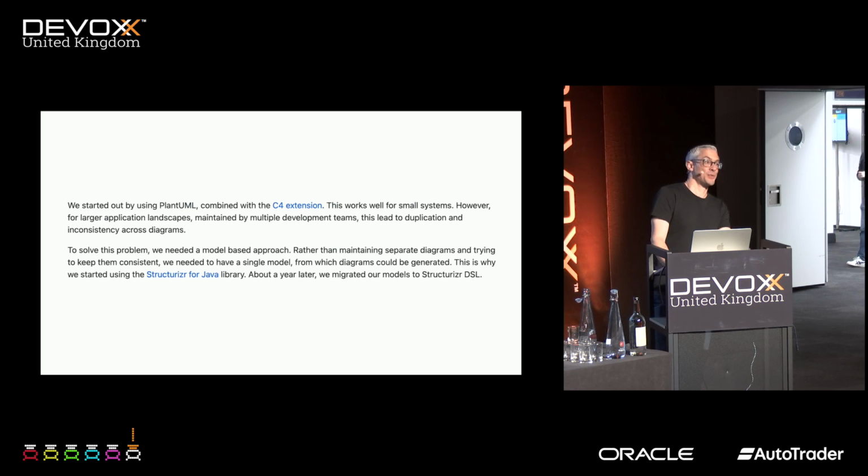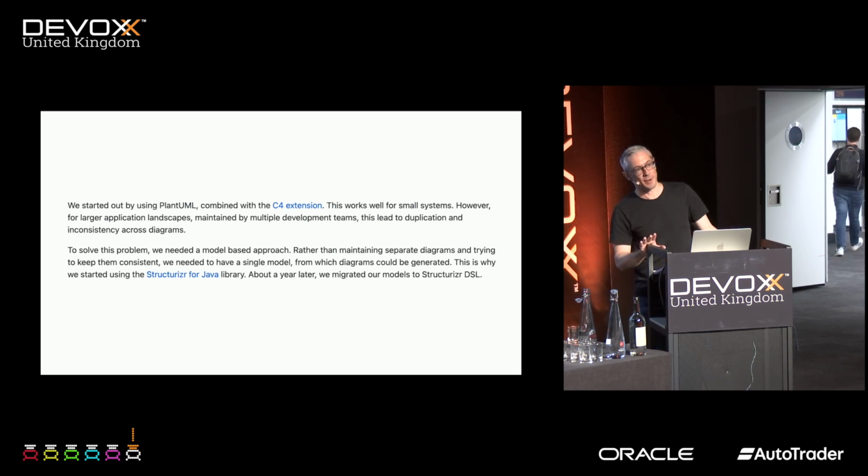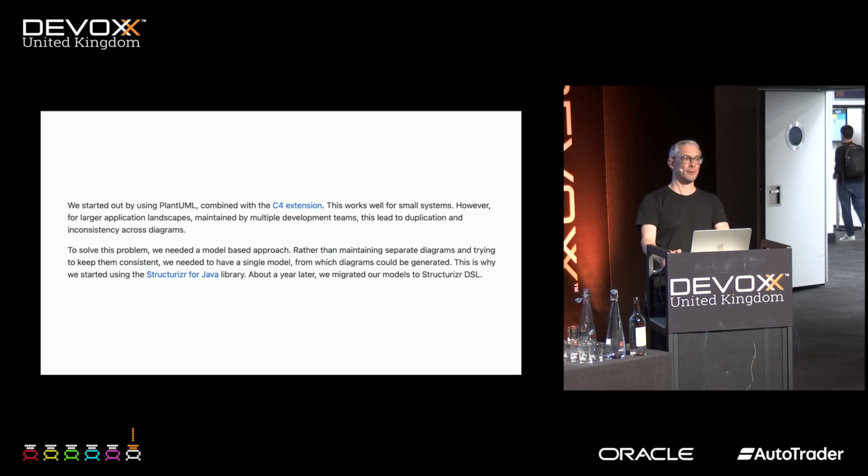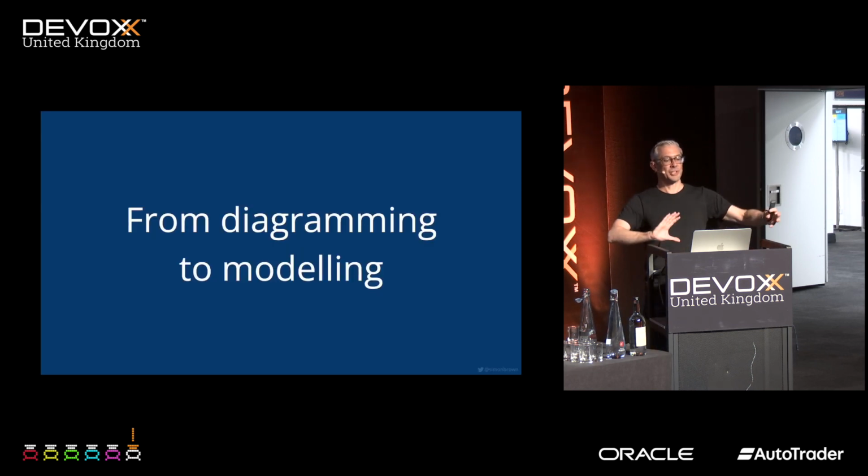This works for small systems, but at some point in time, and I've seen this a bunch of times in the past, people have gone down the C4 PlantUML route, and they've realized at some level of scale, they just get stuck. It just becomes hugely unmaintainable, and they're having to keep all these things in sync and up to date and consistent.